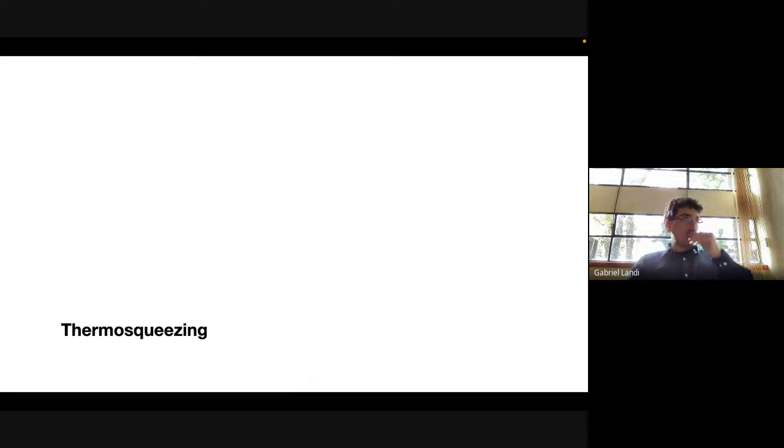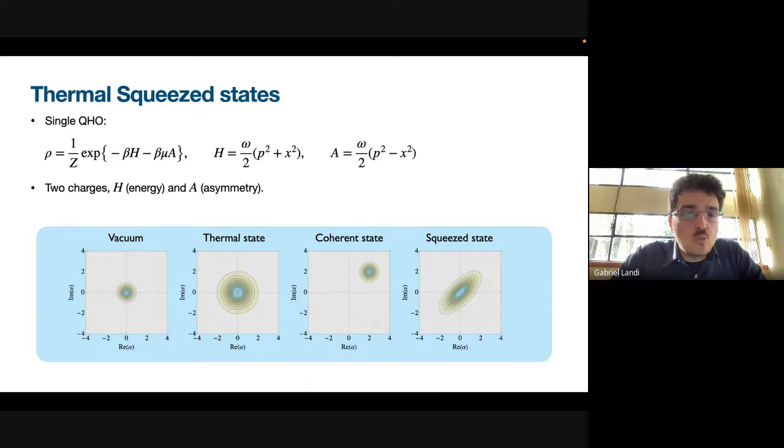Okay, now let me go on to discuss the first application of this, which is the so-called thermosqueezing effects. Squeezed states are very widely used states in quantum optics. They have a lot of very powerful properties, and in particular, they are used for quantum sensors. For example, gravitational wave detectors use squeezing to improve the sensitivity.